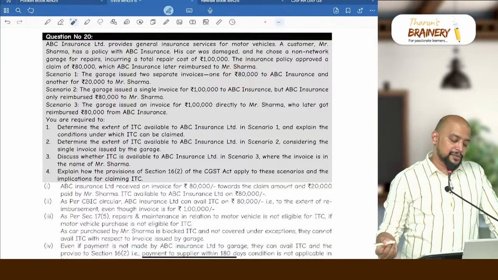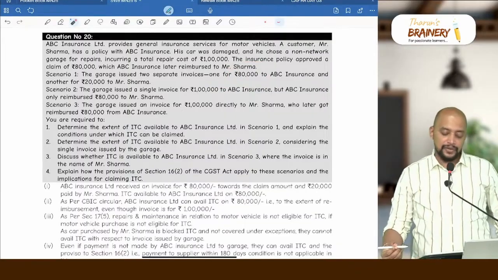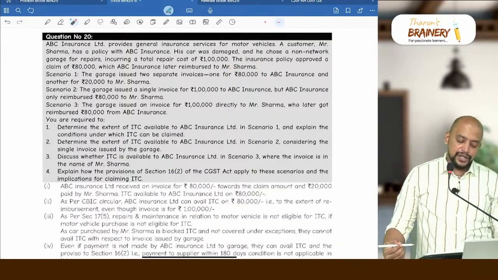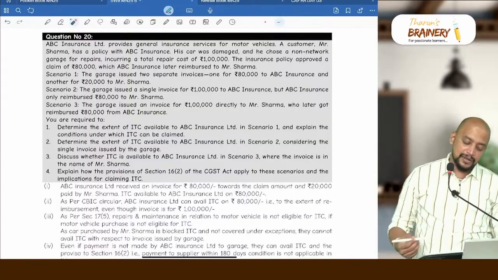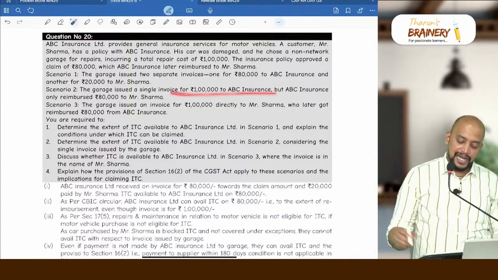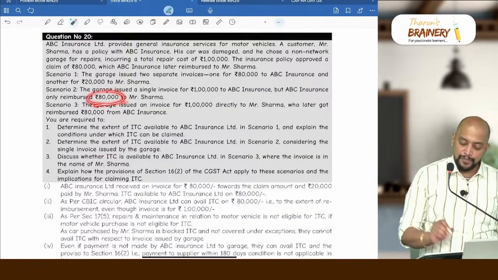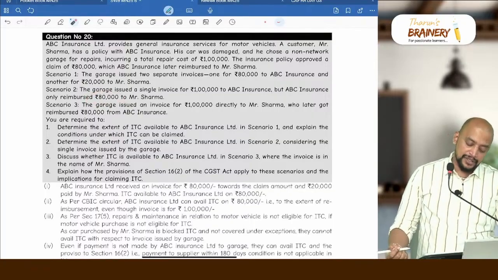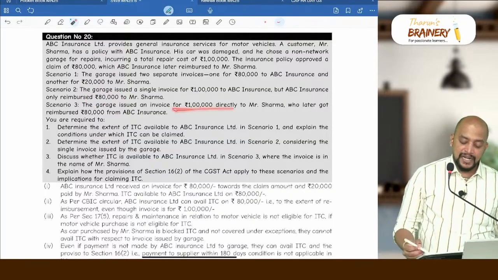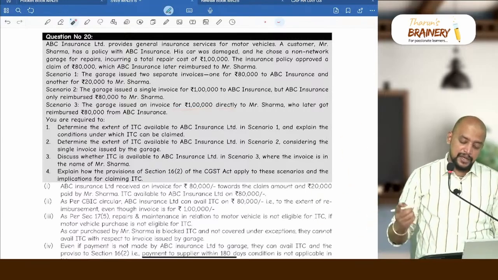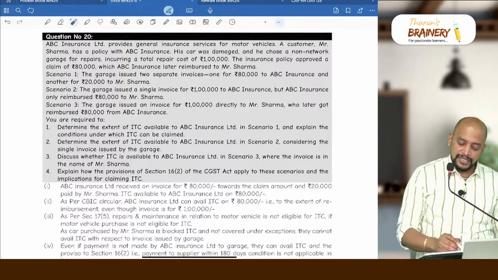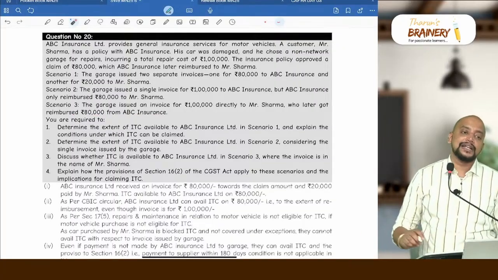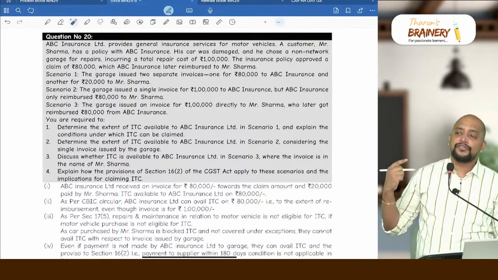Then next, scenario number 2. The garage issued a single invoice for rupees 1 lakh to ABC Insurance, but ABC Insurance only reimbursed 80,000 to Mr. Sharma. Even though the invoice is for 1 lakh, they can take ITC only in proportion to the 80,000. Okay. Then scenario number 3, the garage issued an invoice for 1 lakh directly to Mr. Sharma, who later got reimbursed 80,000 from ABC Insurance. Now ABC Insurance cannot take ITC because the invoice is in the name of the insured.